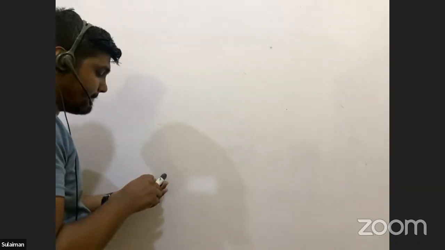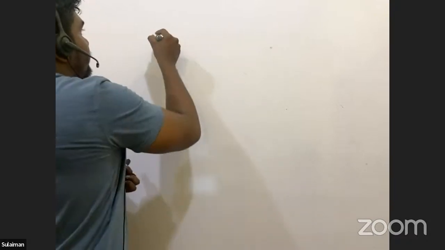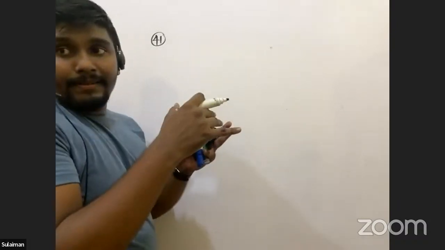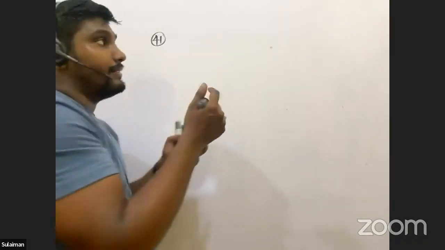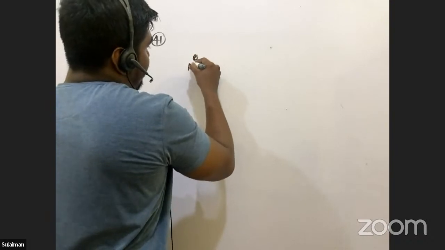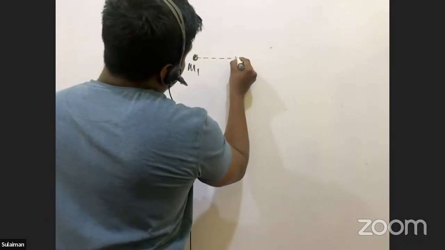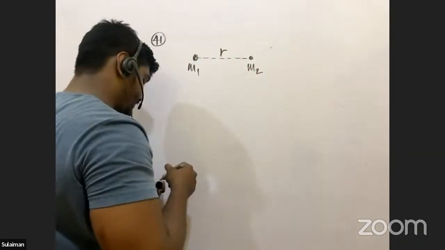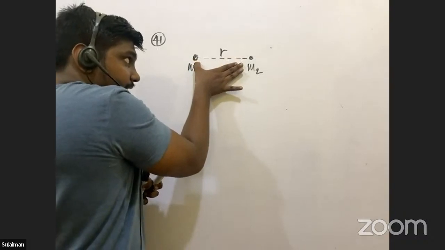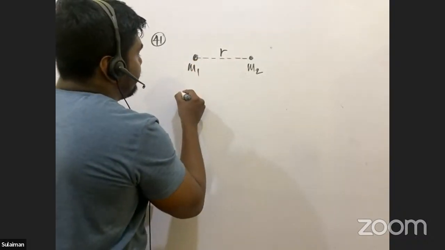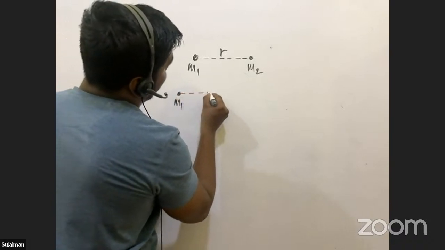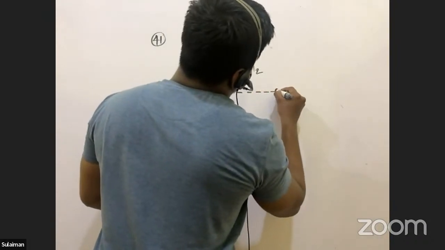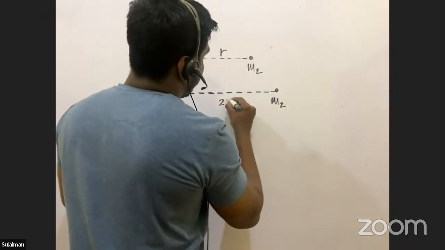Question number 41. Now there are two masses, say m1 and m2. Let's say initially the gap between them is simply r. If the gap between them is doubled, that means the distance between these two masses is now 2r. Now the gap is 2r.